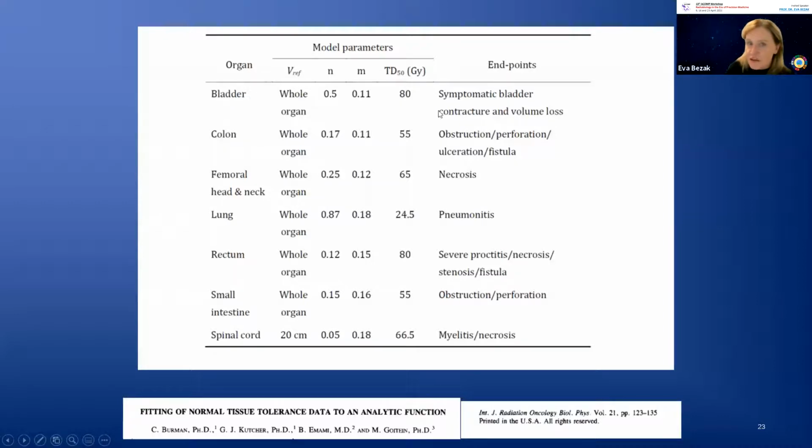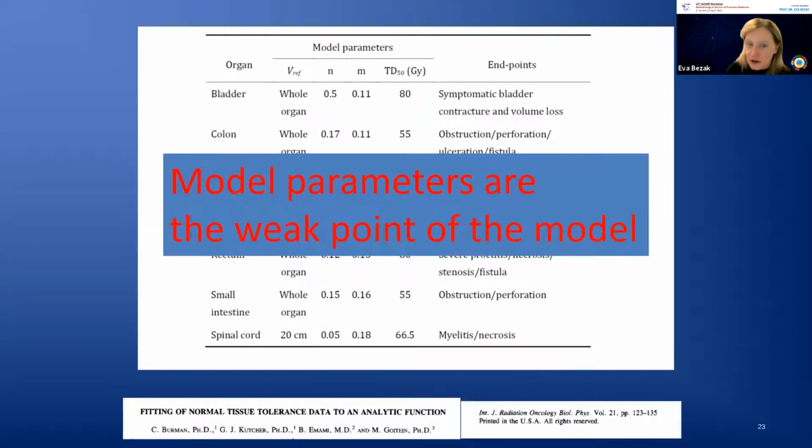So for example, for bladder, I am looking for a contracture or volume loss in the bladder. In colon, I'm looking at the obstruction or ulceration of the colon. In lung, my endpoint is pneumonitis. If I am looking at different side effects, these endpoints will be different, and therefore these parameters will be different as well. And this is really the big difficulty of radiobiological modeling. So really the model parameters are the weak point of the model.